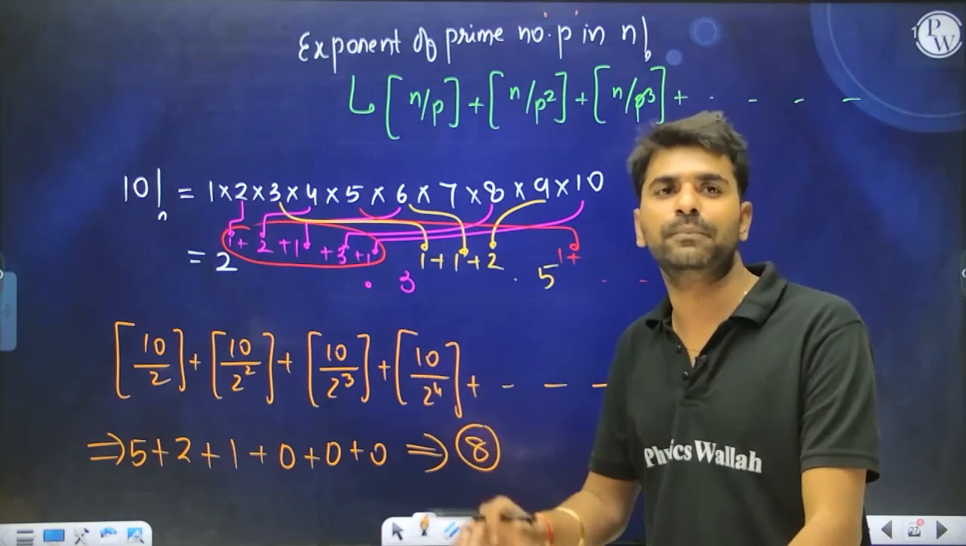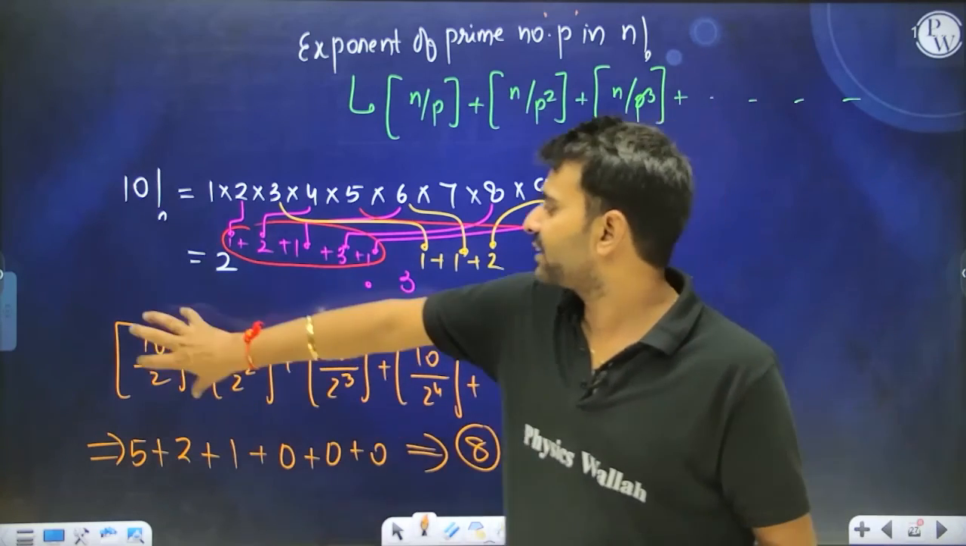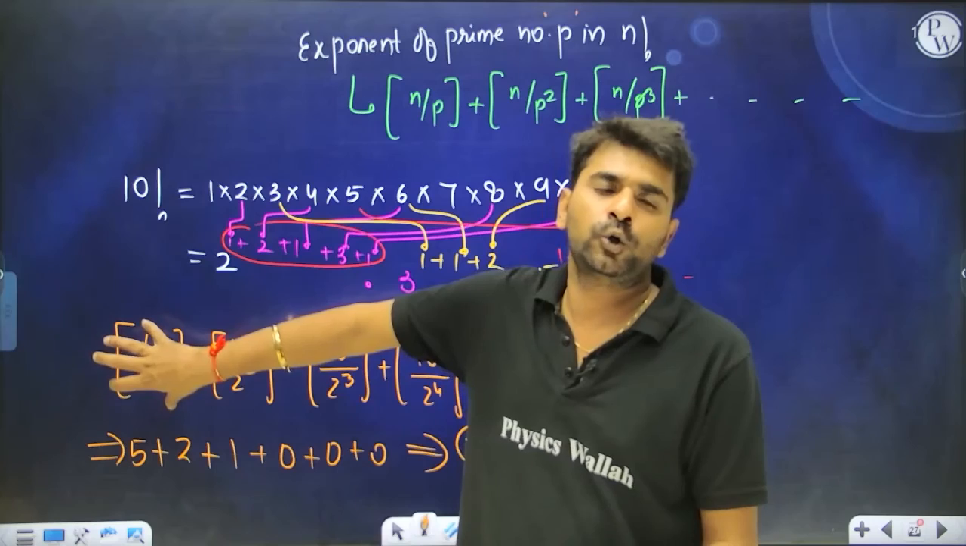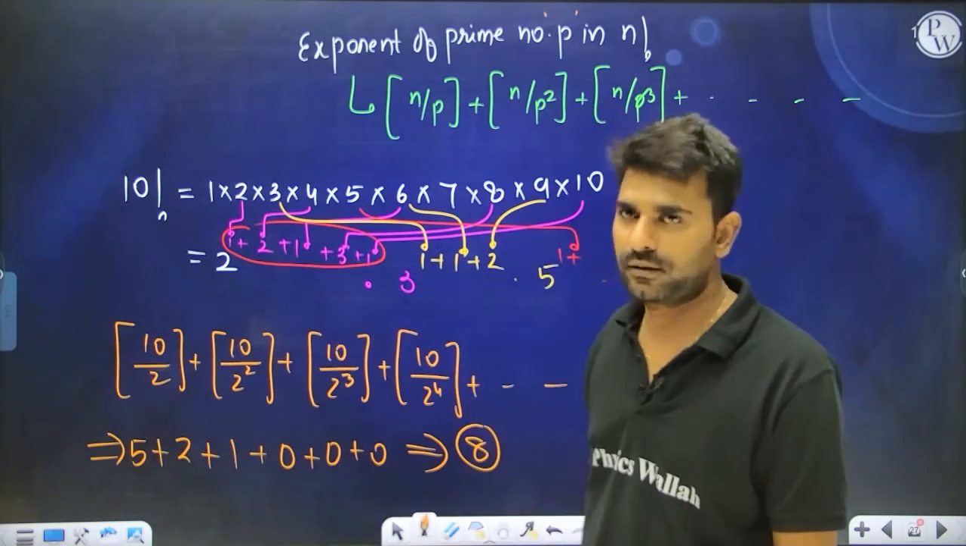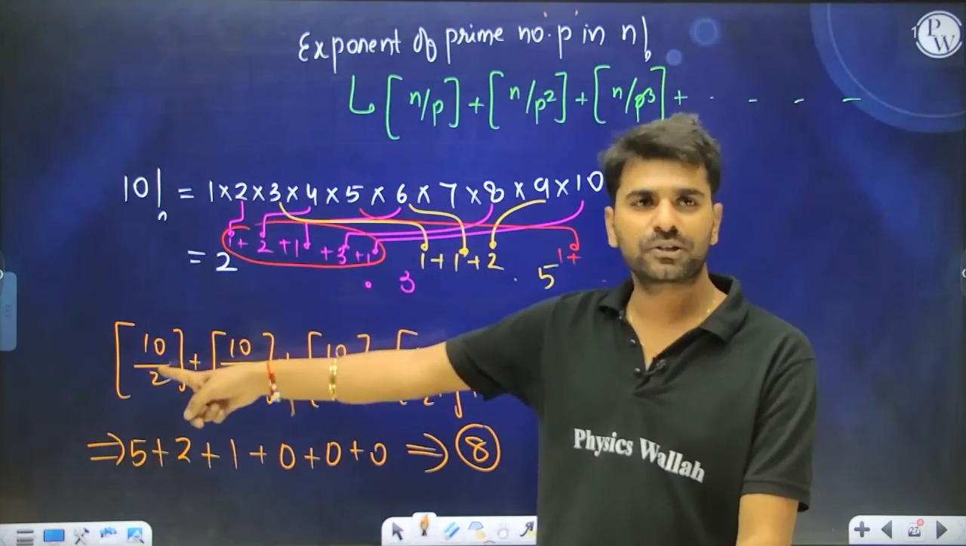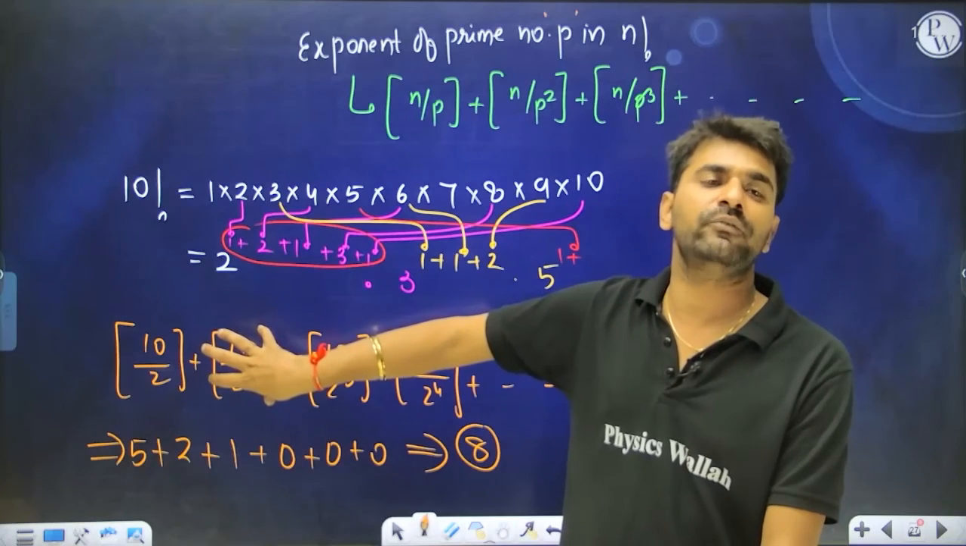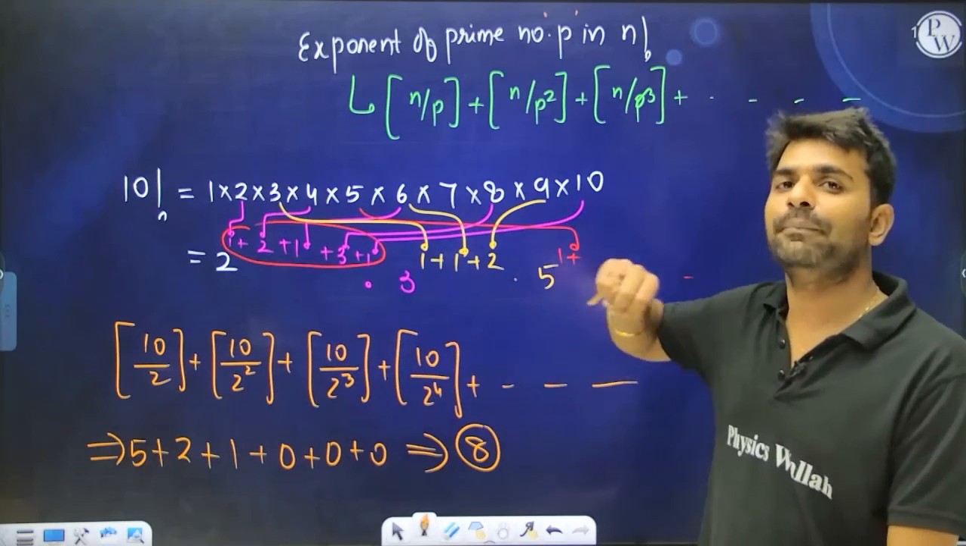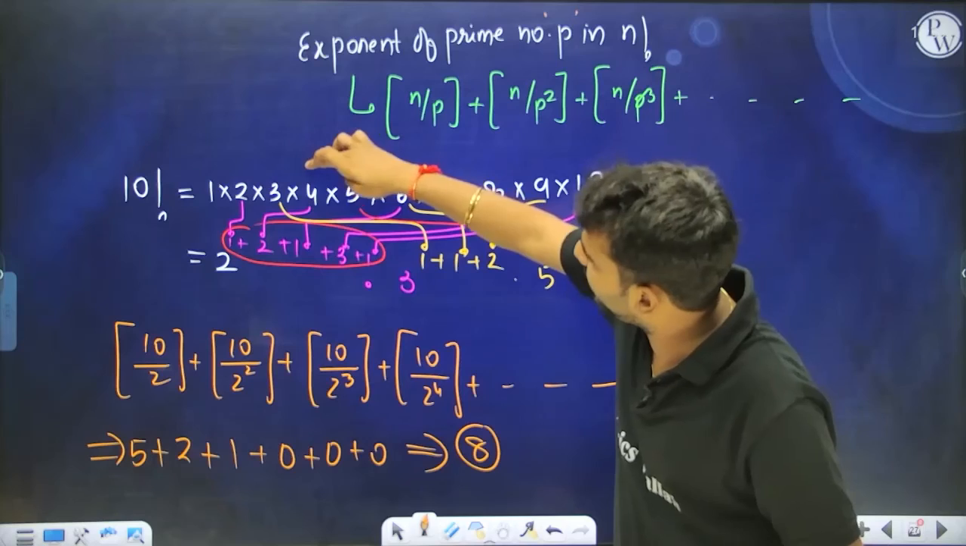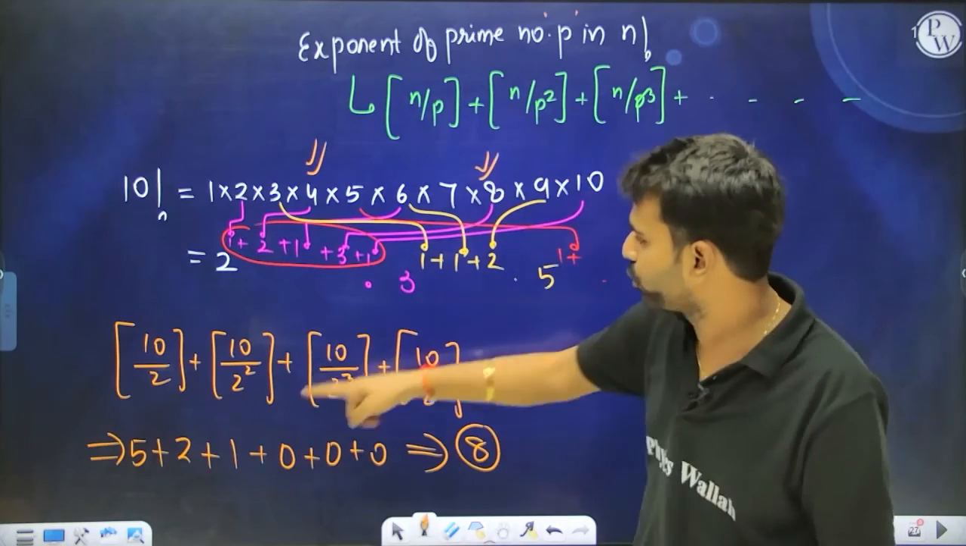How does this formula come into the picture? Look, these are the number of numbers in which 2 is coming once. 5 are such numbers. These are the number of numbers in which 2 is coming twice. So 2 is coming twice here and here. That's why this 2 is coming.